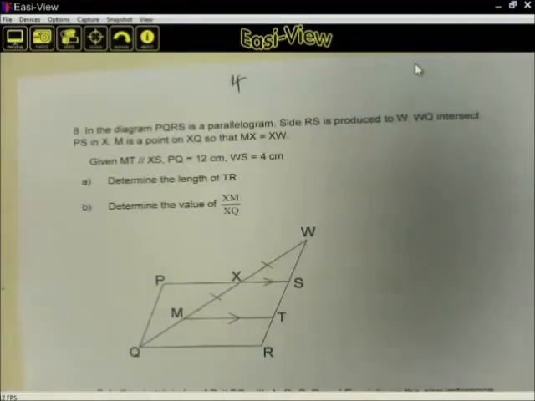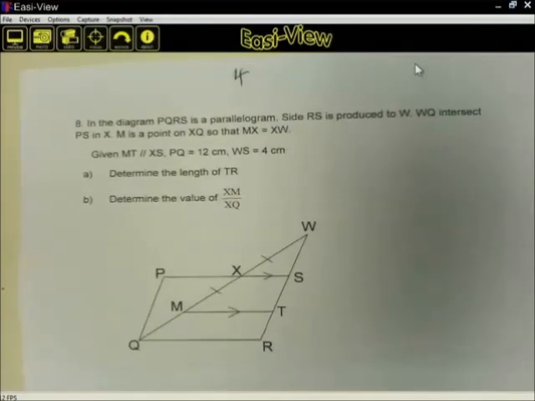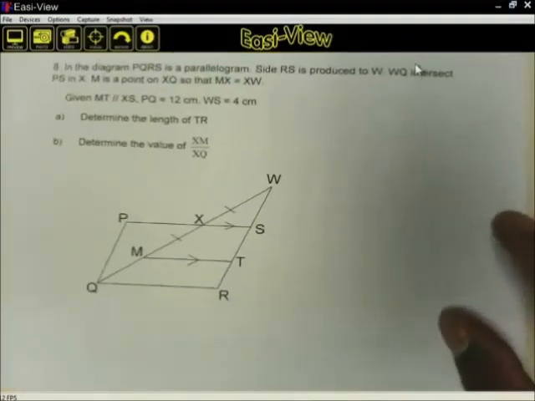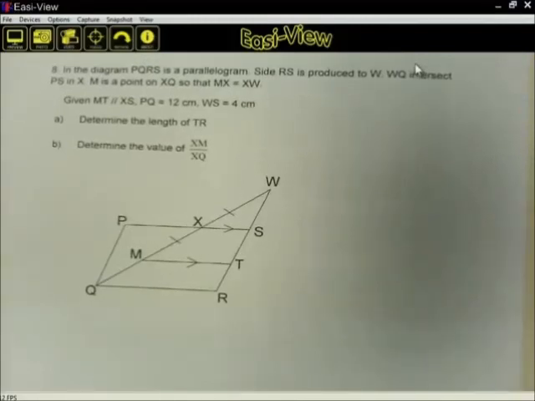Here is the other exercise on proportionality. Let's go through it together.